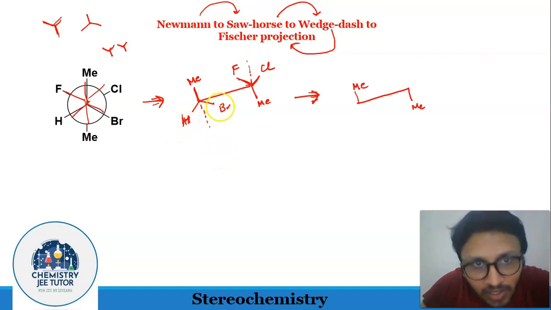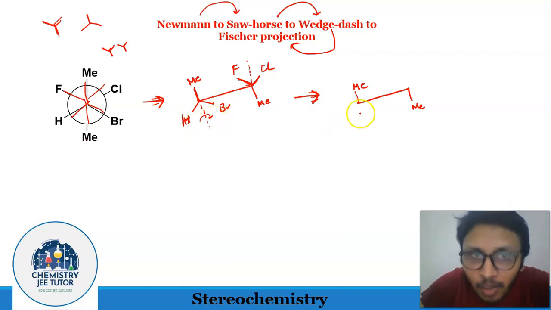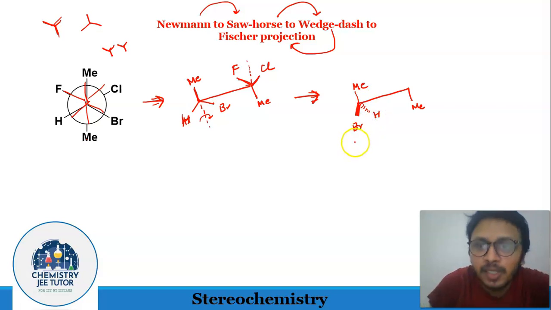And I see what is on the right side. What is on the right side? Bromine is on the right side. That goes above the plane. Bromine goes above the plane. What goes below the plane? The hydrogen that is pending.